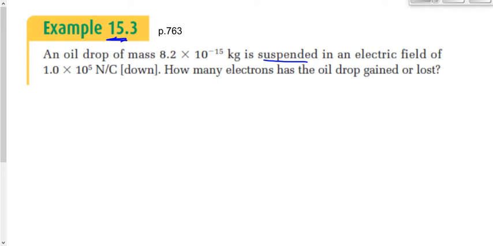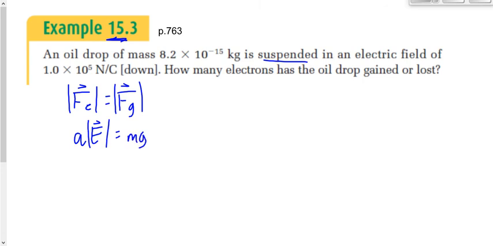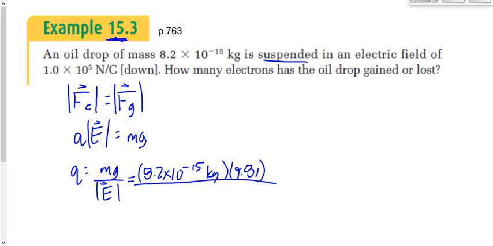Well, look, let's set Fe equal to Fg because it's suspended. QE equals m times g because it's suspended. And let's solve for Q. That doesn't give us the number of electrons, but if I get Q, I can from that find the number of electrons. So let's do that right now. Let's find Q. 8.2 times 10 to the negative 15 kilograms times 9.81 divided by 1 times 10 to the 5. And I believe that gives me 8.0 times 10 to the negative 19 coulombs.